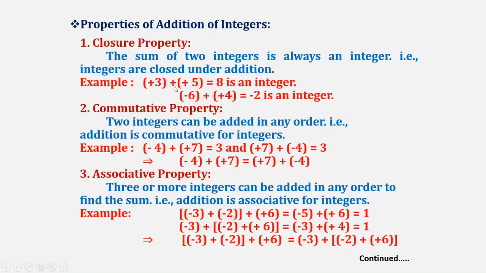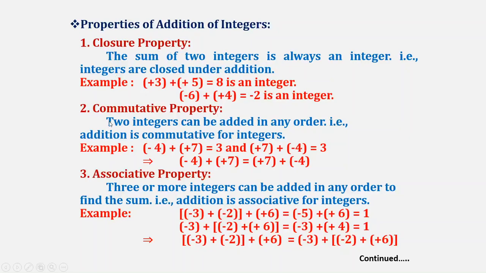Means if you take any two integers and by adding them, whatever the number you will get, that should be an integer only. Observe here, I am adding plus 3 with plus 5, I am getting plus 8, which is again an integer. And if I am adding minus 6 with plus 4, you will get minus 2. It is also an integer or not? So therefore, the sum of two integers is always an integer. So this property is called closure property.